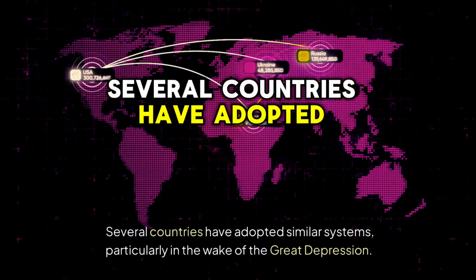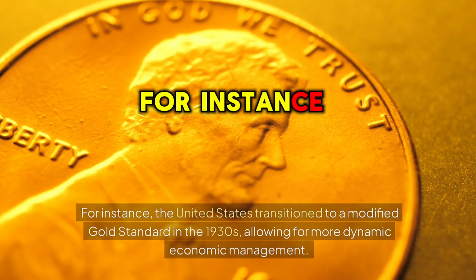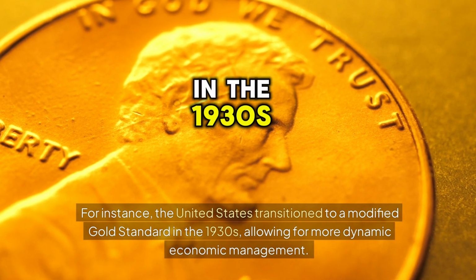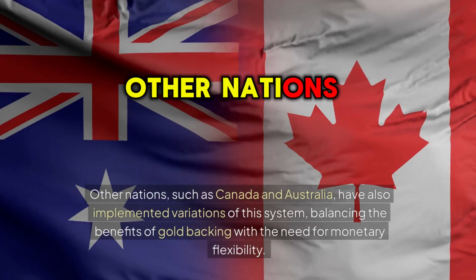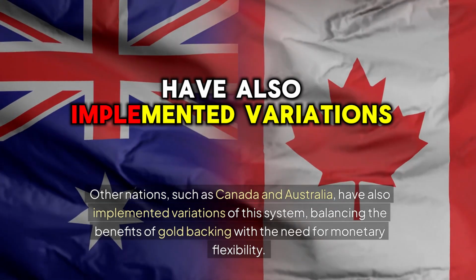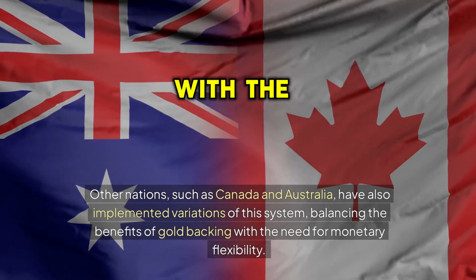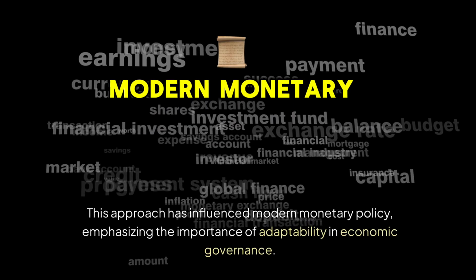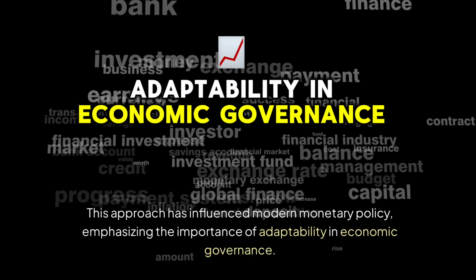This adaptability is crucial for managing inflation and addressing financial crises. Several countries have adopted similar systems, particularly in the wake of the Great Depression. For instance, the United States transitioned to a modified gold standard in the 1930s, allowing for more dynamic economic management. Other nations, such as Canada and Australia, have also implemented variations of this system, balancing the benefits of gold backing with the need for monetary flexibility. This approach has influenced modern monetary policy, emphasizing the importance of adaptability in economic governance.